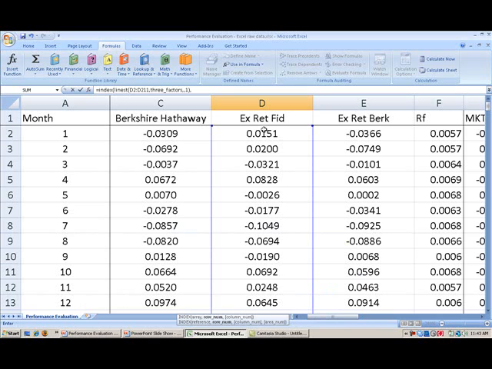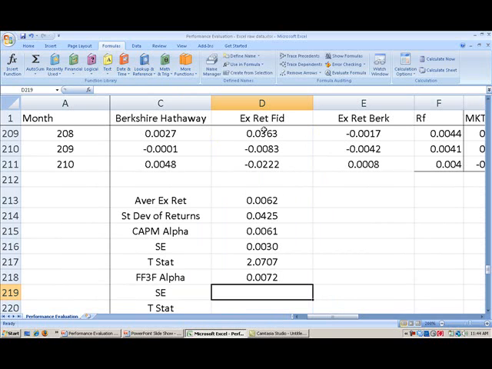And where are we looking? Well, we're looking in row 1 because we want the intercept. We want the estimate of the intercept. And we're now looking in column 4 because we've got 3 factors plus the intercept. We can now press enter, and we have the 3-factor alpha.